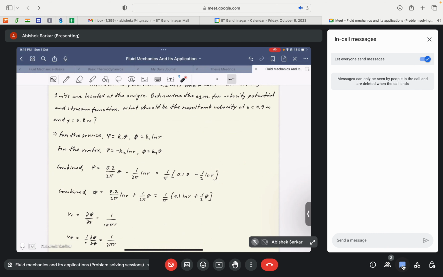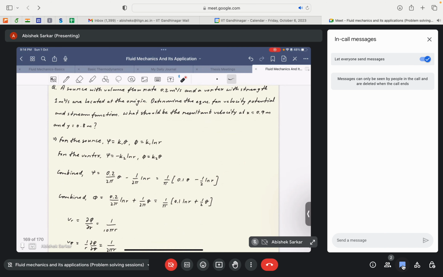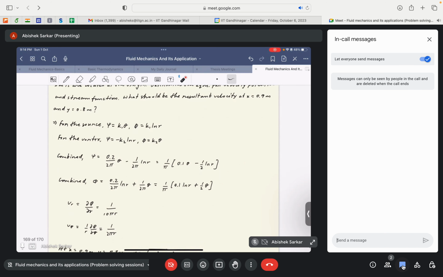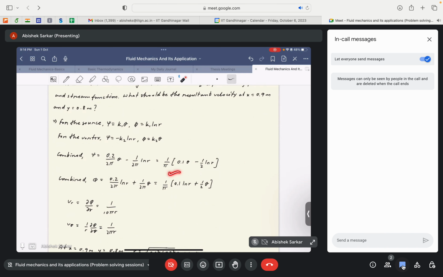Okay, so we combine this for a stream function for this combination of a source and a vortex. We get psi is equal to 0.2 by 2 pi theta minus 1 by 2 pi ln r. Okay, and for a potential function we get that phi is equal to 0.2 by 2 pi ln r plus 1 by 2 pi theta. Why? Because the values of the strengths are already given. Okay, 0.2 and 1, just substitute that. So we get that psi and phi are given by this expression.